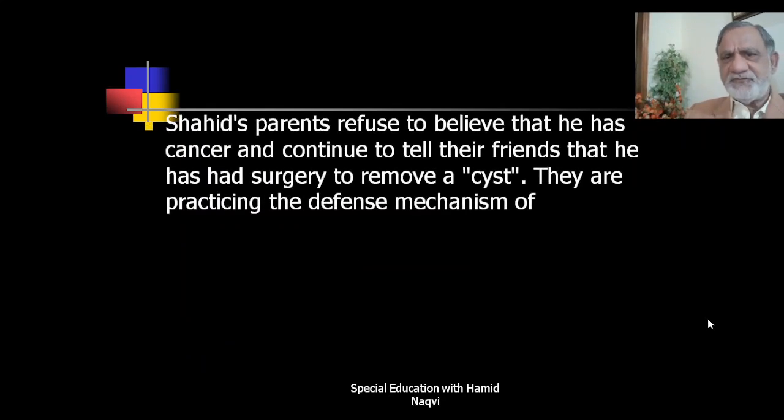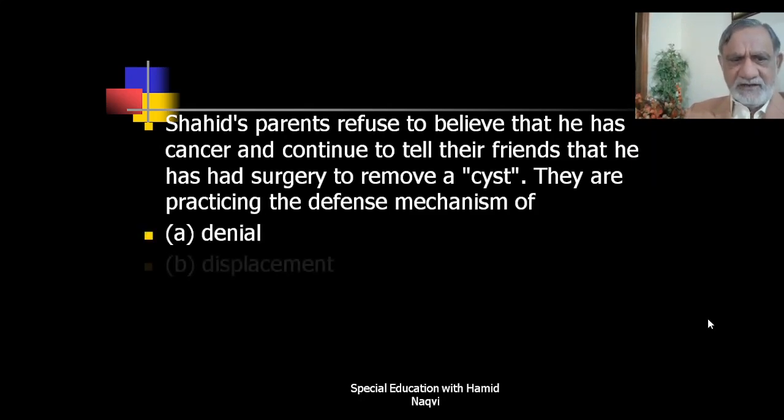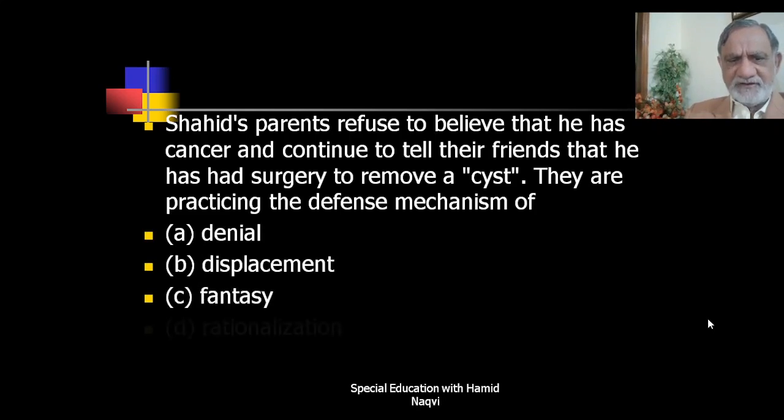Shahid's parents refuse to believe that he has cancer and continue to tell their friends that he has surgery to remove a cyst. They are practicing the defense mechanism of denial, displacement, fantasy, or rationalization. Correct is denial.